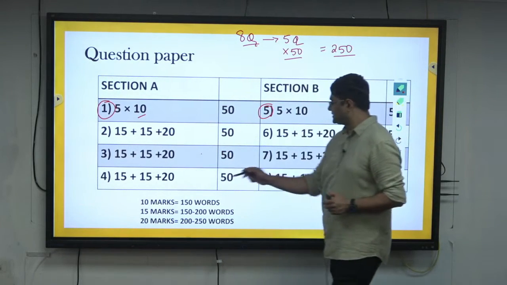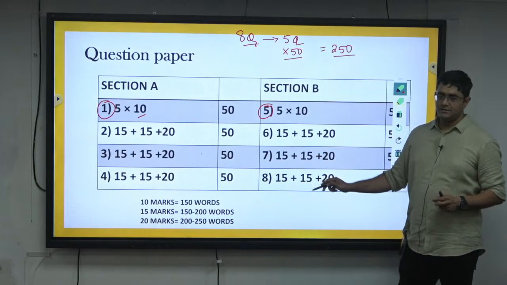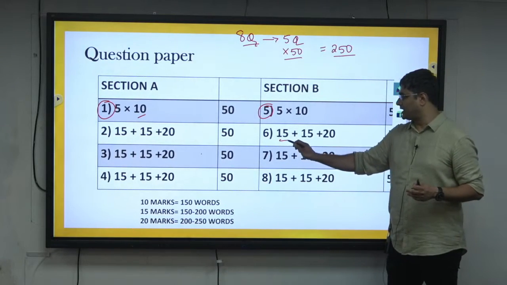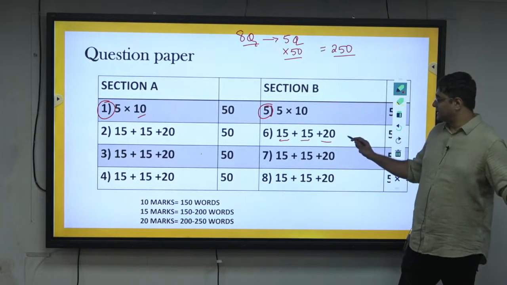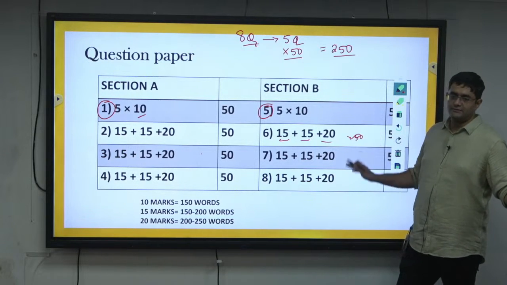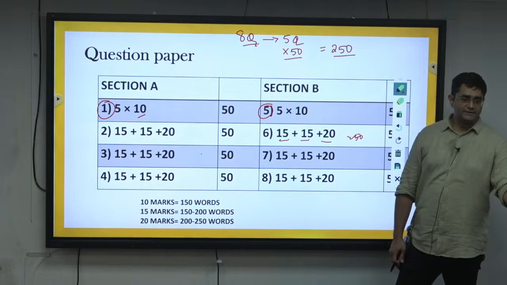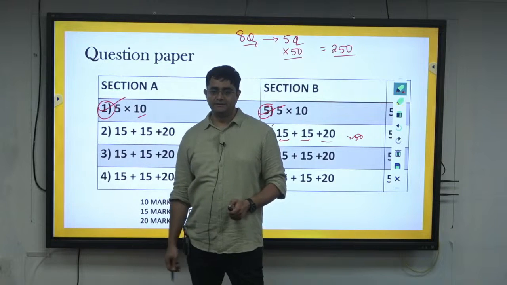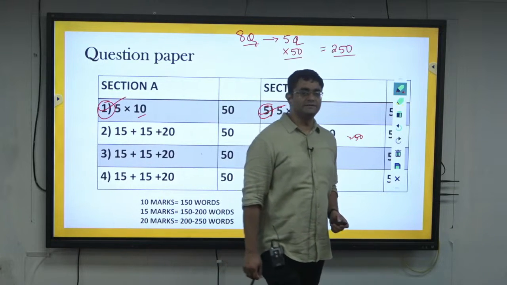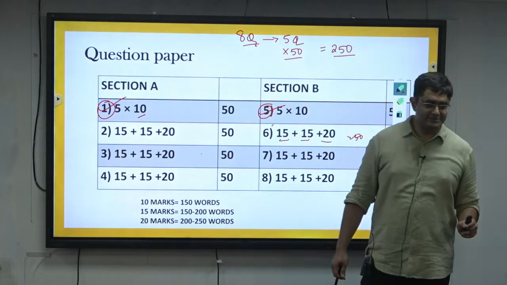Second, third, fourth, 6th, 7th, 8th, you will have 3 questions. That is 15 marker, 15 marker and 20 marker, which is nothing but 50. So there are 50 marks questions. Is that okay? So the first question and the 5th question are compulsory. First and 5th question is compulsory, you have to write it.